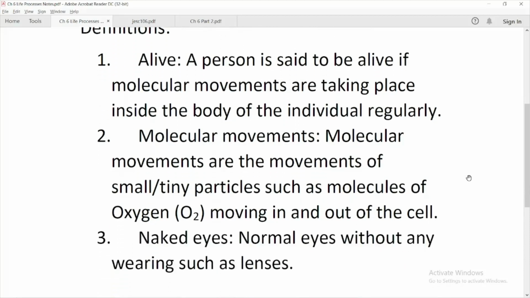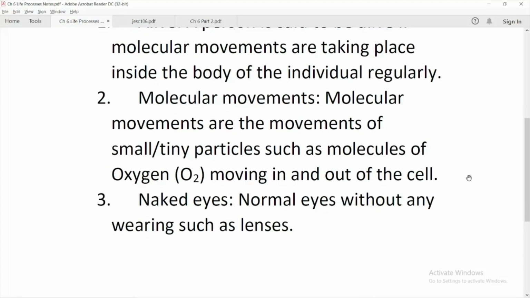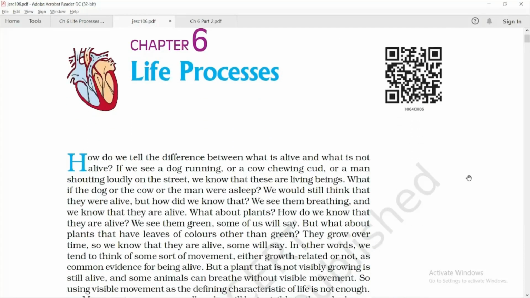Now some of you are thinking, what are molecular movements? Molecular movements are the movements of small or tiny particles, such as molecules of oxygen, O2, which move in and out of the cell. They are not visible to the naked eye, that is normal eyes without wearing anything such as lenses or sunglasses. Okay, so now let us read the chapter.